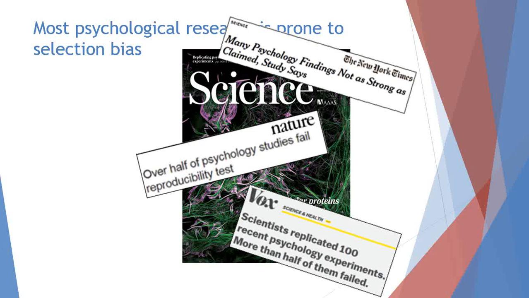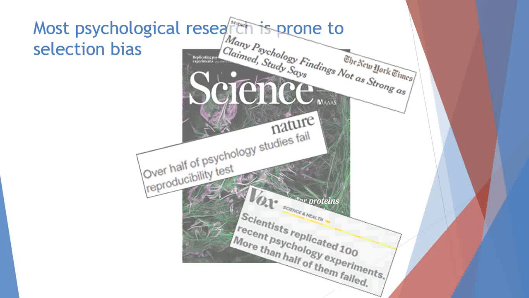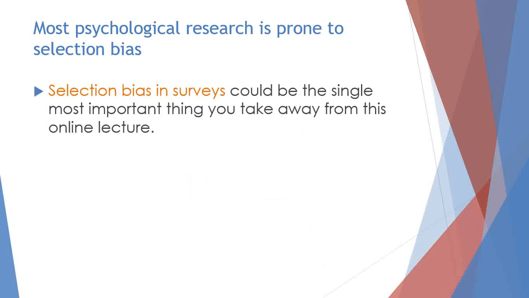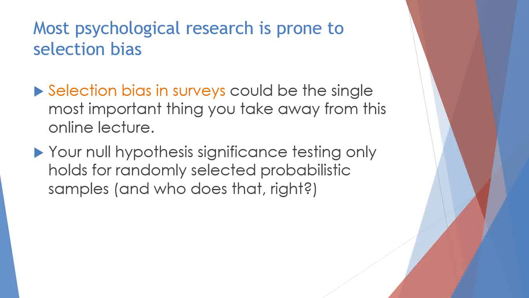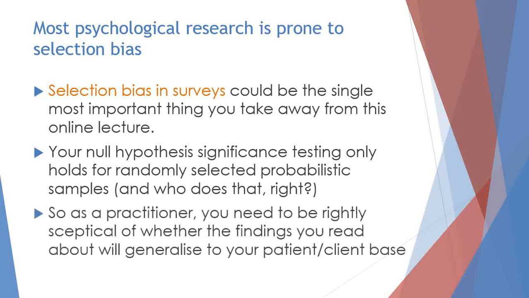But what is more common is that the samples that they recruit are predominantly subject pools or they're convenience samples. So selection bias in surveys could be the single most important thing you take away from this online lecture. Your null hypothesis significance testing only holds for randomly selected probabilistic samples. Who does that, right? So as a practitioner, you need to be rightly skeptical of whether the findings you read about will generalise to your patient or your client base.